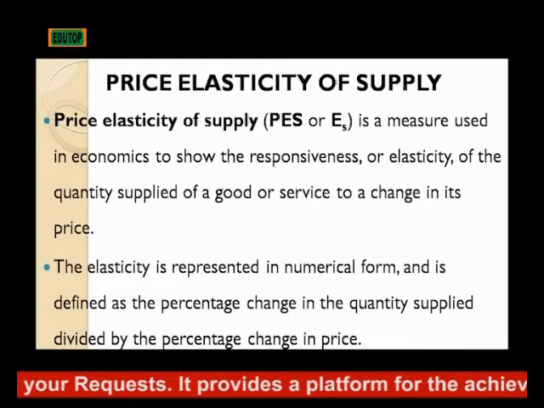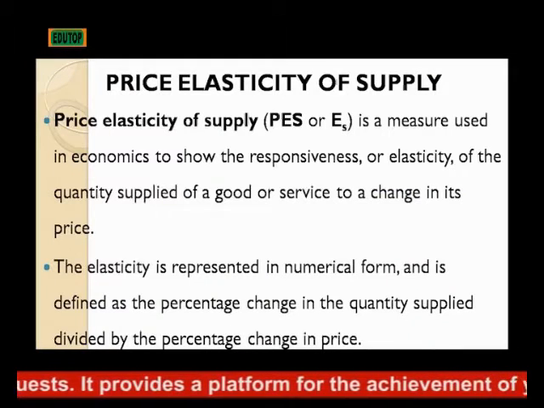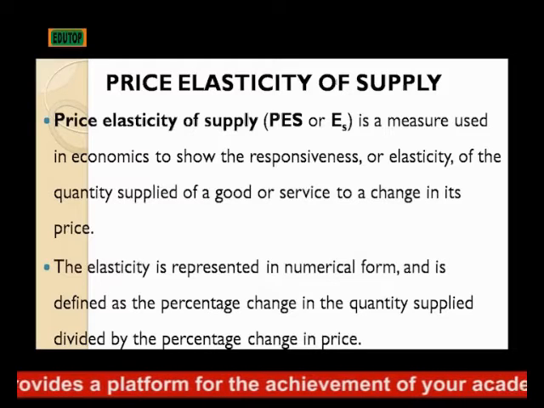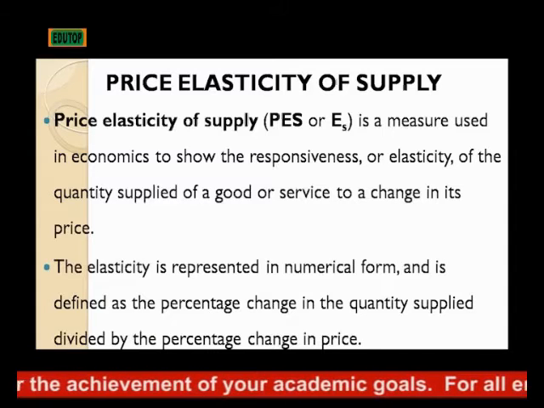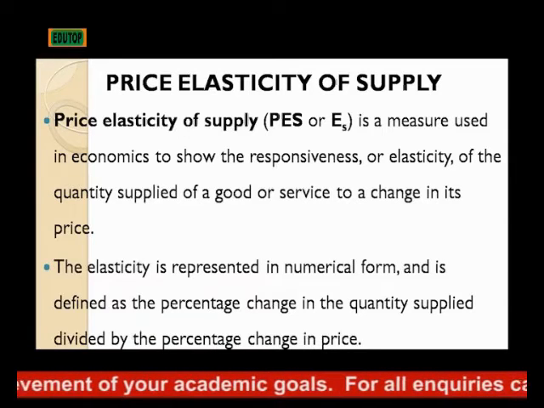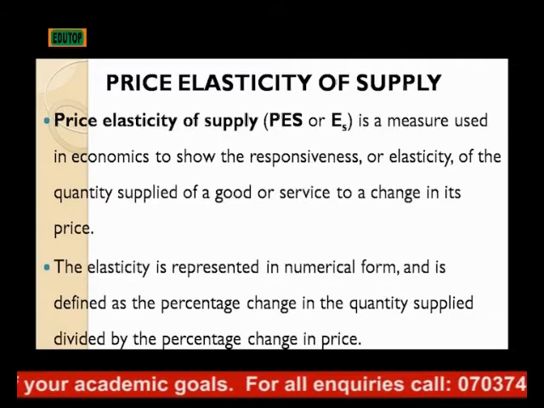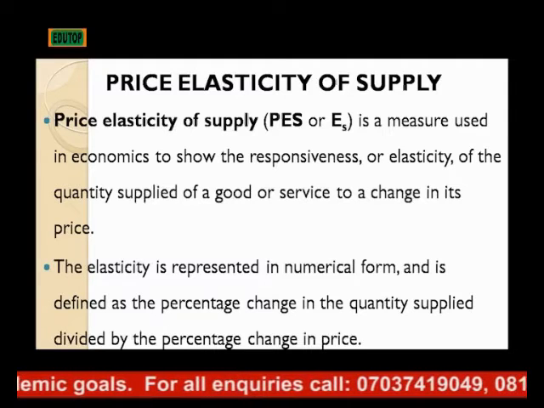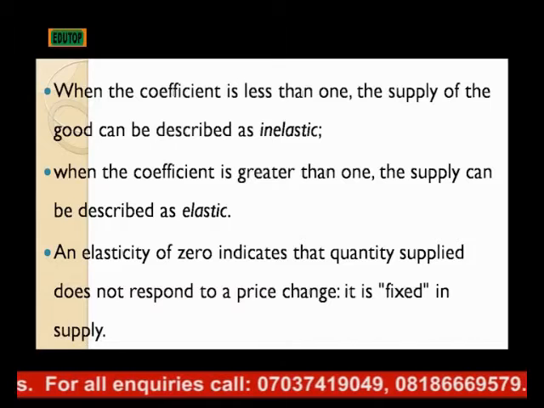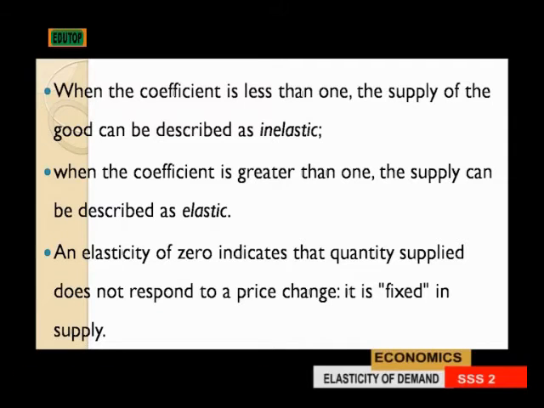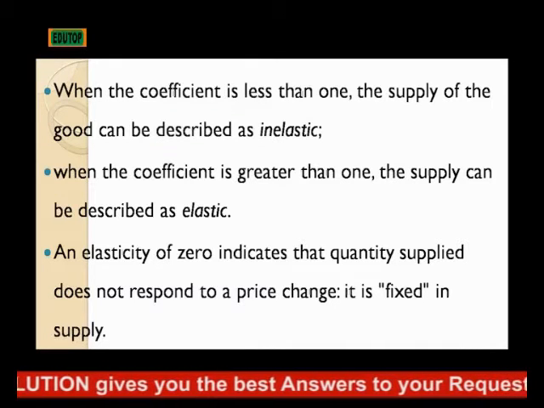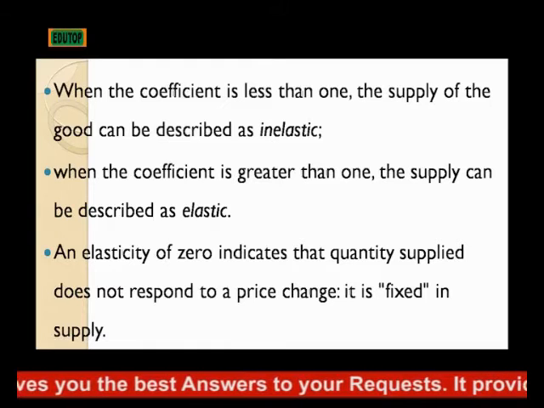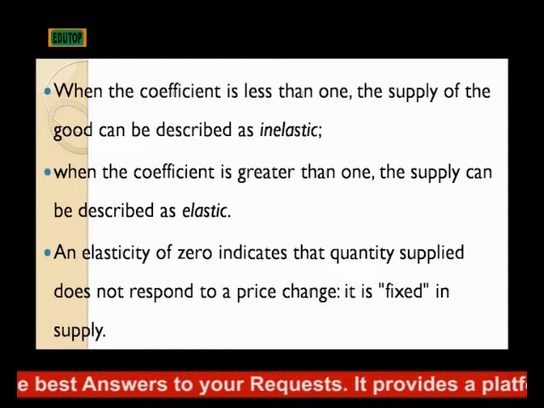And price elasticity of supply is a measure of quantity supplied in response to the changes in price. If the price keeps increasing, the quantity supplied also will be increasing. The formula for price elasticity of supply is just like that of price elasticity of demand, but that of supply says the percentage change in quantity supplied divided by the percentage change in price, and that is the price elasticity of supply.